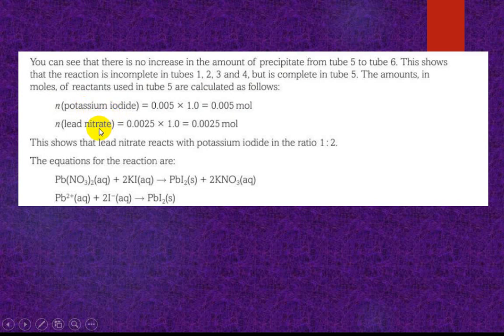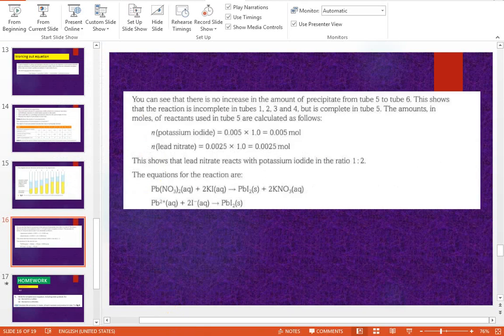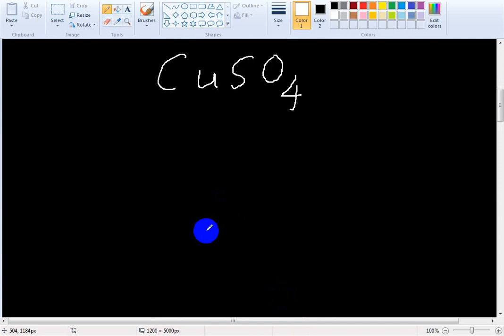Potassium iodide and lead nitrate. The moles of which substance? The reactants used in test tube 5. The number of moles of reactant in test tube 5 is calculated here. How is this calculated? Do you know how to find the mole concentration? No, sir.